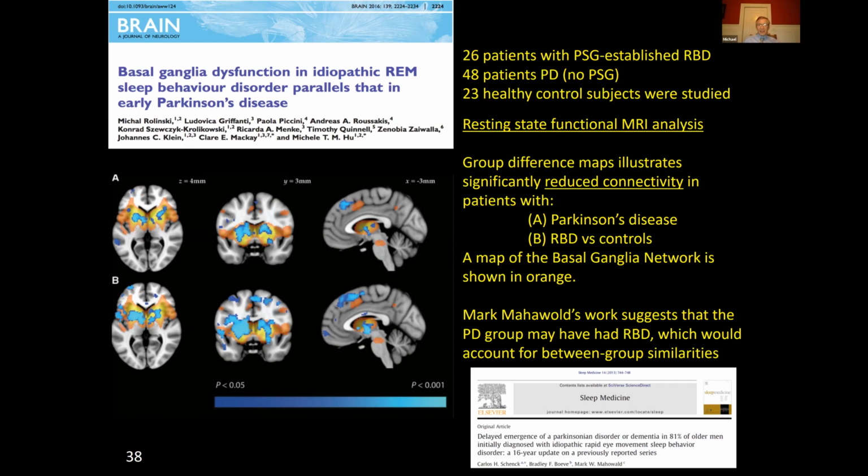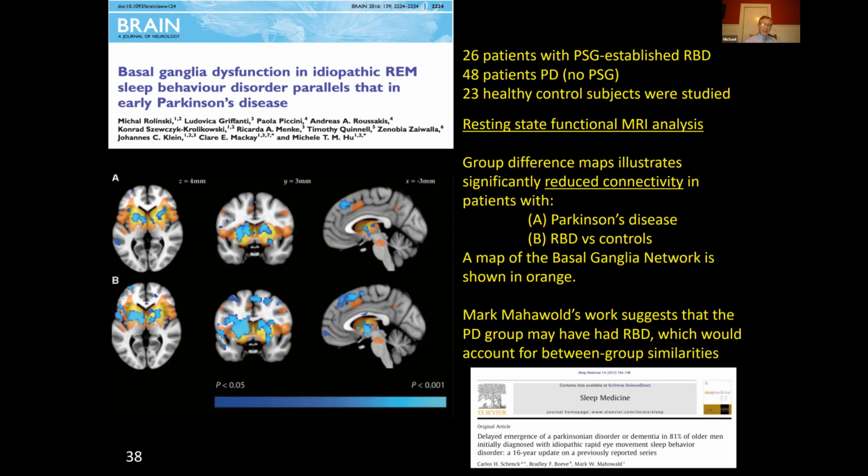And what was interesting, and I'll just run through this, is there were 26 patients with REM behavior disorder, and 48 patients with Parkinson's disease who did not have polysomnography, but were pretty well worked up in their clinic and didn't present with any of the symptoms of REM behavior disorder that their bed partners could verify. Resting state functional MRI was used.